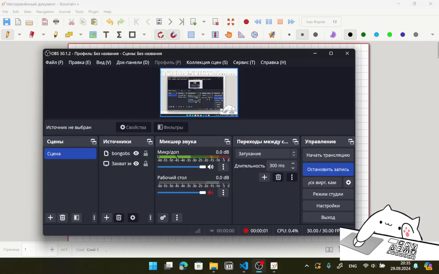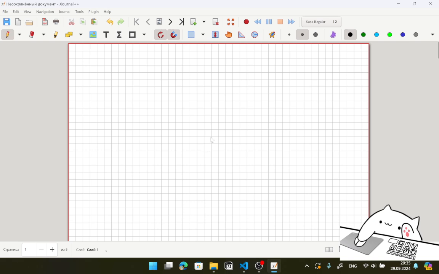Hello everybody, my Bongo cat is acting up. I noticed that it doesn't work, like Bongo cat doesn't move the mouse when I'm using my graphic tablet.